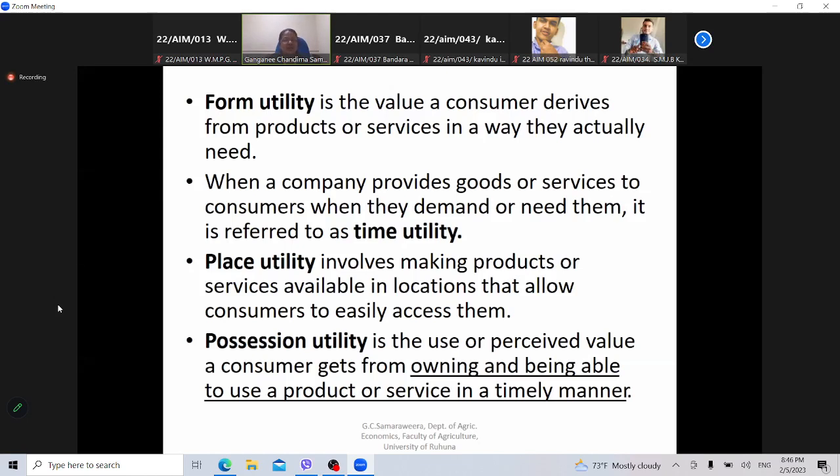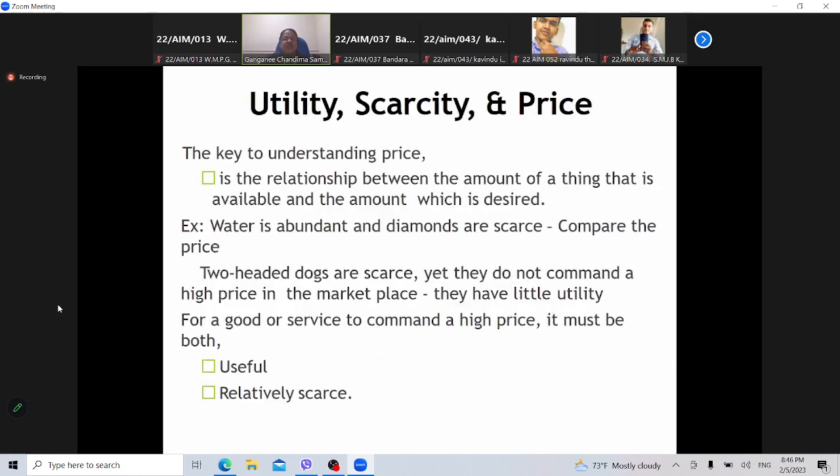Though we can't value it normally, we can value it by using utils or units. With an example, I'll explain when we discuss the diminishing marginal utility principle, then you may get more meaning of this. Otherwise, if you don't understand, please ask any question. Now we'll move to utility, scarcity, and price. I took some basic examples just to make it easy to understand.